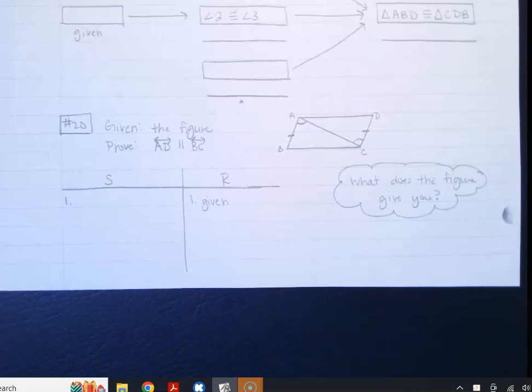So it works. I like it. What does the figure give you? Because that's all we're given. So we have to look at the figure and see what it gives us. These markings mean a lot.